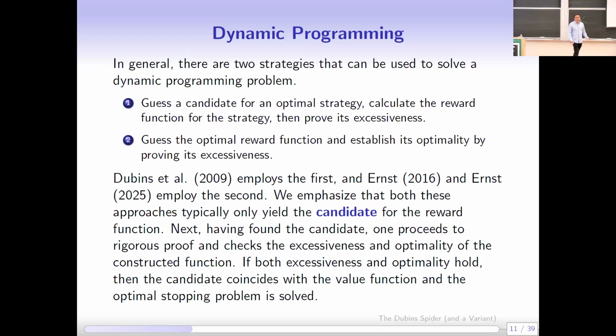Of course, I just want to emphasize before going further that you only have the candidate, right? These approaches only give you the candidate for the reward function. It doesn't give you any rigorous proof. After that, you need to check the excessiveness and optimality of the constructed function. And if both excessiveness and optimality hold, then the candidate coincides with the value function and the optimal stopping problem is solved.